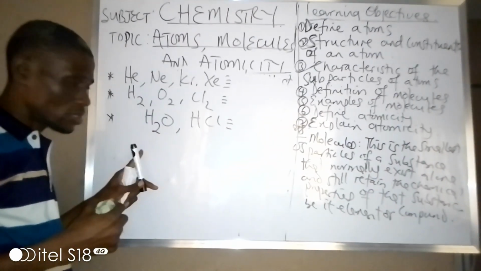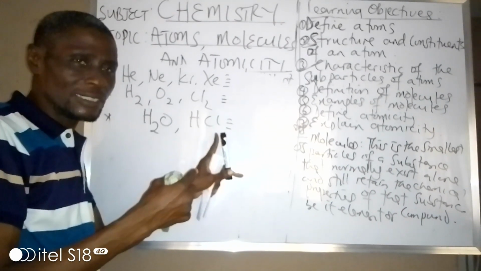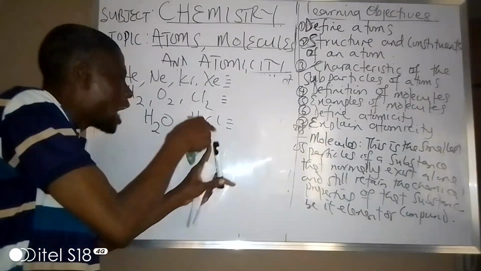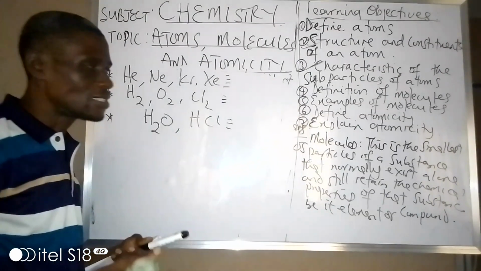So this one is made up of what? Like this one, three atoms. This one is also a molecule, hydrogen chloride, made up of hydrogen and chlorine coming together to form a hydrogen chloride molecule. So this one is a molecule. So a molecule can exist singly as an element. When more than one element combine, they form what? Compound. That's what we are saying.